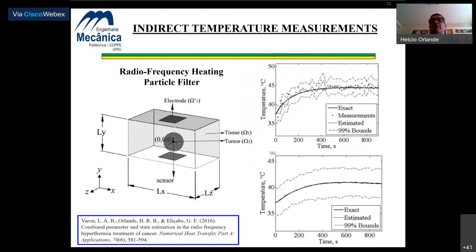This figure shows the simulated measurements as well as the exact and the estimated temperatures. We notice that the estimated temperatures are in better agreement with the exact ones than the measurements, as a result of the particle filter solution, which also provides the uncertainties related to the estimated temperature. And this figure at the bottom right illustrates the solution of the state estimation problem at a position inside the tumor where temperature measurements are not available, and this is also very accurate.